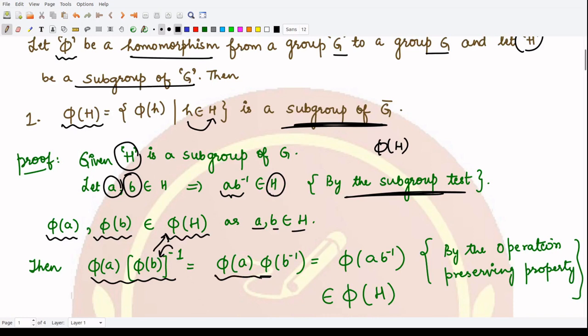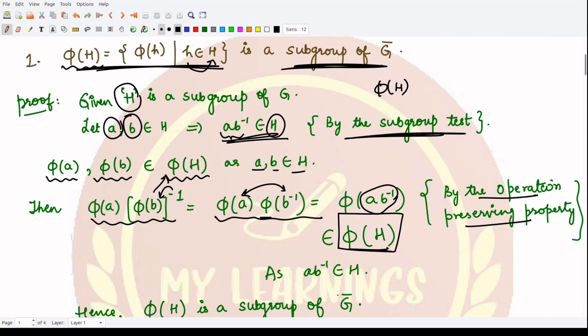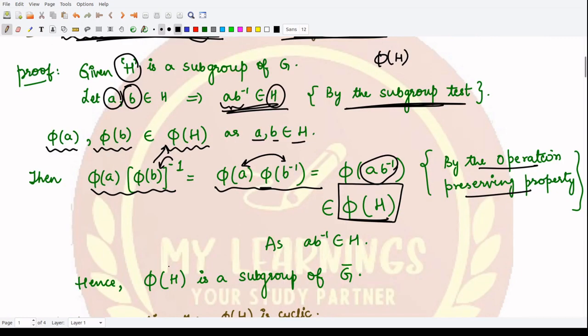Next, you can club up the terms here. You can combine a and b inverse because, again, using the operation preserving property of homomorphism, it is phi of a b inverse. Now a b inverse, you know, is a member of H. So phi of a b inverse would also be a member of phi of H by the definition given to us here. Therefore we are able to prove that if phi of a and phi of b are two elements from phi of H, then phi of a times phi of b inverse is also present in phi of H, correct? So this is our first property. Hence we can clearly say that phi of H is a subgroup of G bar.